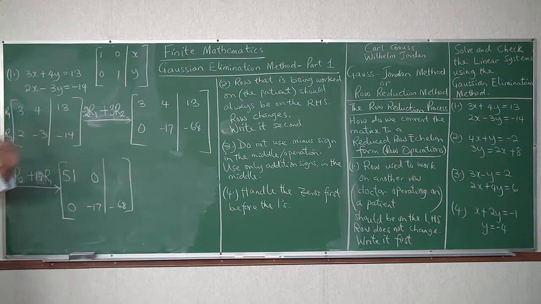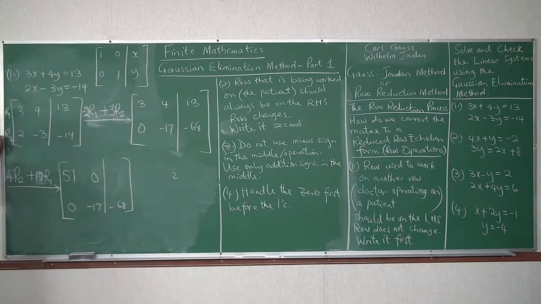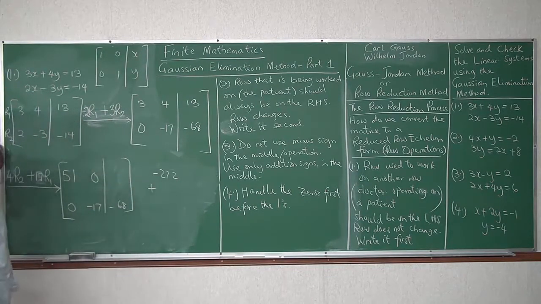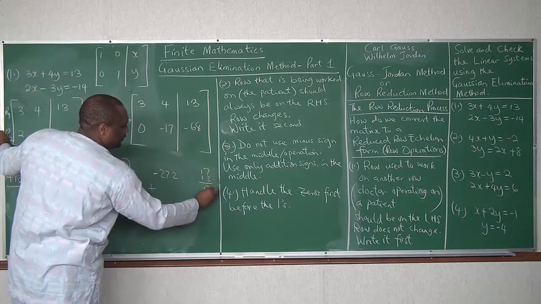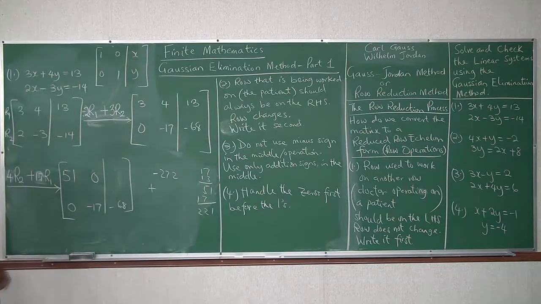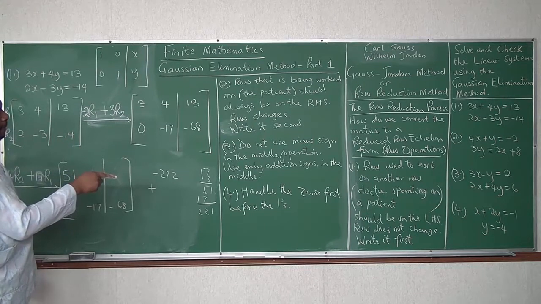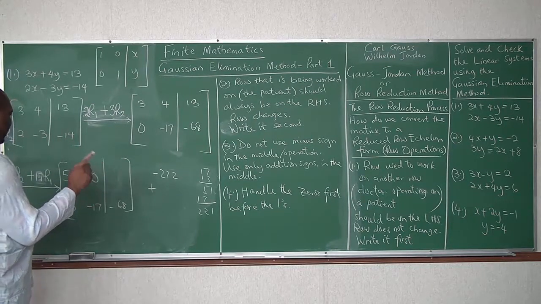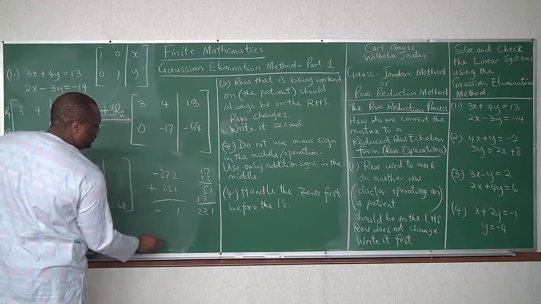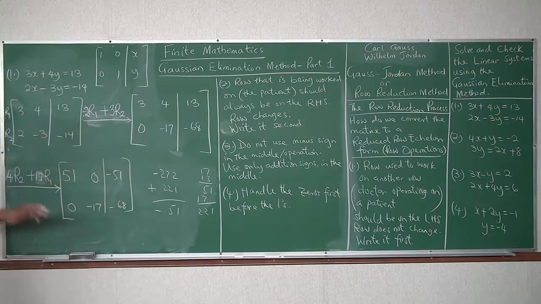4 times negative 68 will give us what? 4 times 8 is 32, carry 3. 4 times 6 is 24 plus 3, 27. Plus 17 times 13 will give us what? 17 times 13 is 221. This is 51. Are you with me? 4 times negative 68, negative 272, plus 17 times 13, 221, will be negative 51. Okay? That will be negative 51.